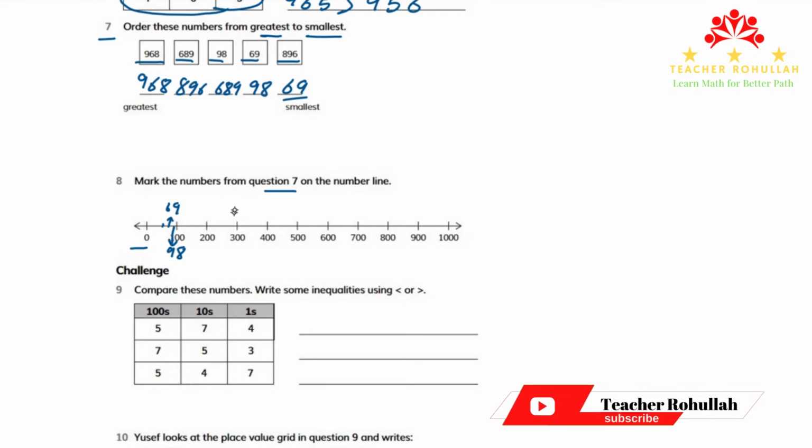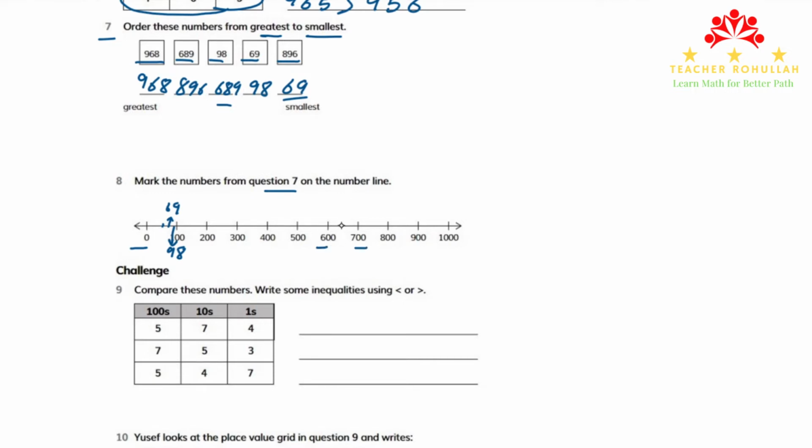The third number from the right side is 689. 689 is between 600 and 700. 650 is halfway between the two numbers. 660, 670, 680. So 689 is somewhere around here.